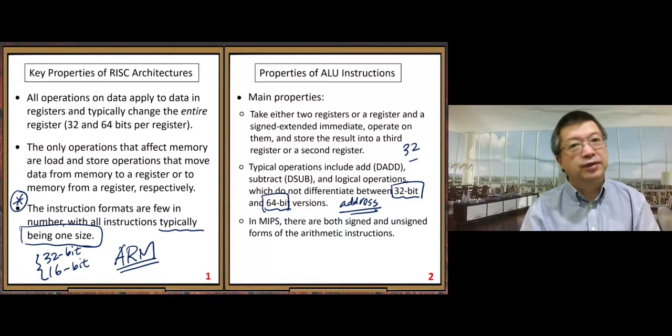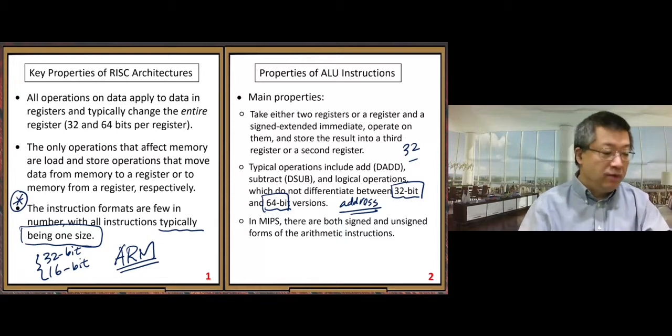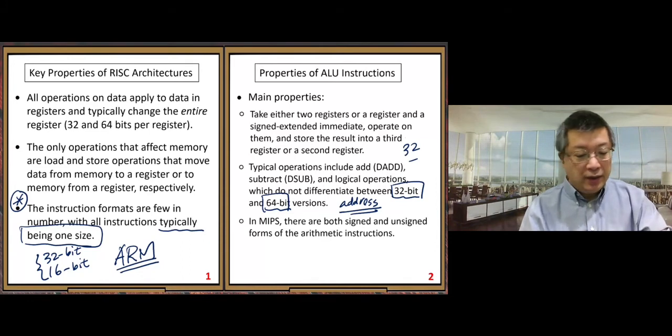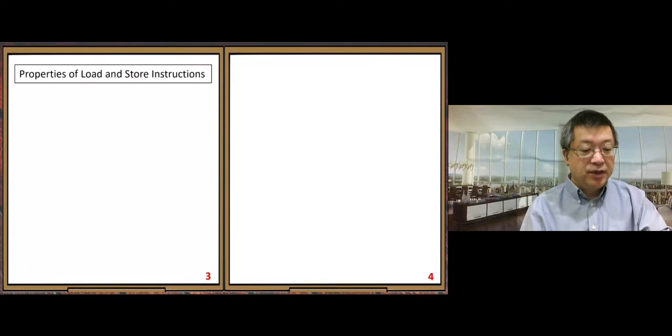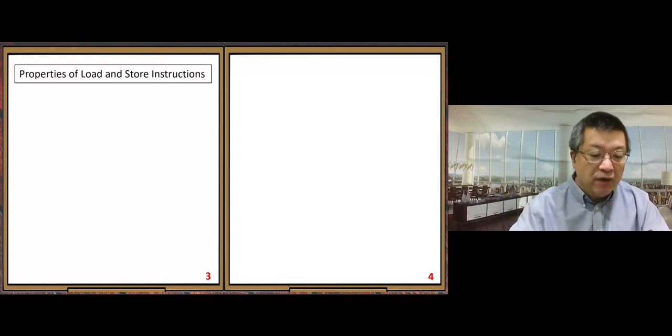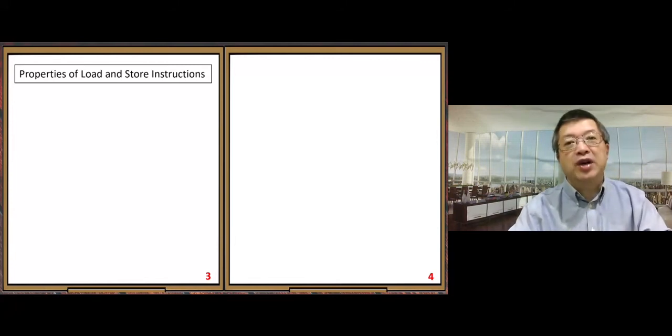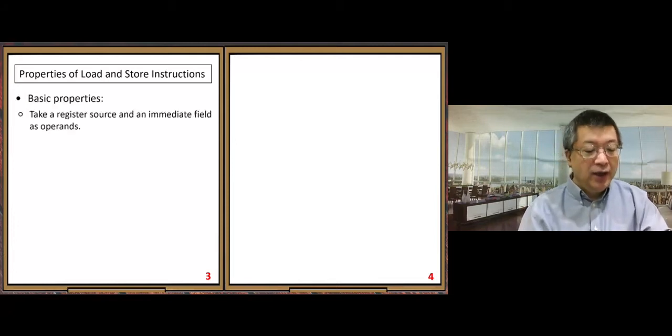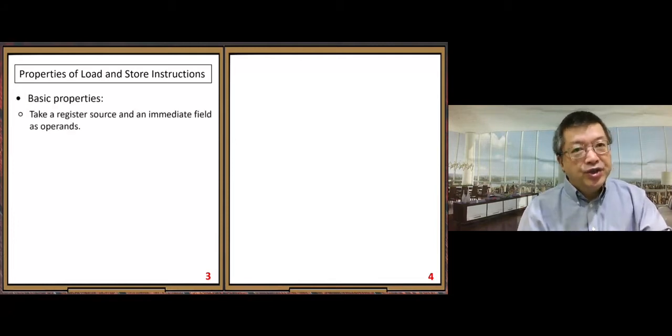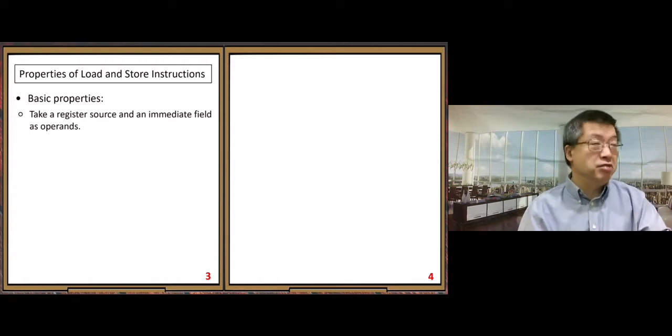Yeah, so this one, simple. All right. We saw examples. Next, a group of properties: properties of load and store instructions. Summary. Here, they take a register source and an immediate field as operands.